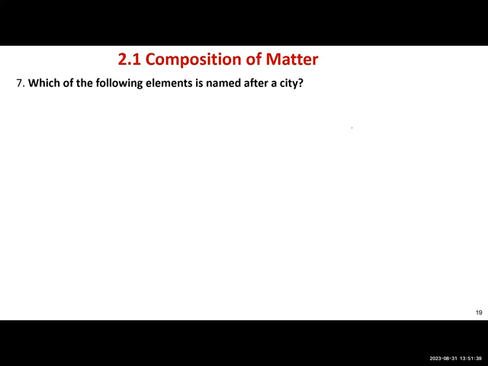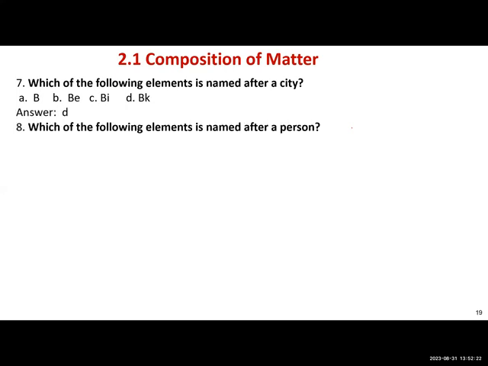Which of the following elements is named after a city? Boron is not a city. Beryllium is not a city. Bismuth is not a city. What does Bk stand for? Berkelium. That's where most of the artificial unstable elements were discovered, in Berkeley, California. UC Berkeley. So the city answer is D, Berkeley.